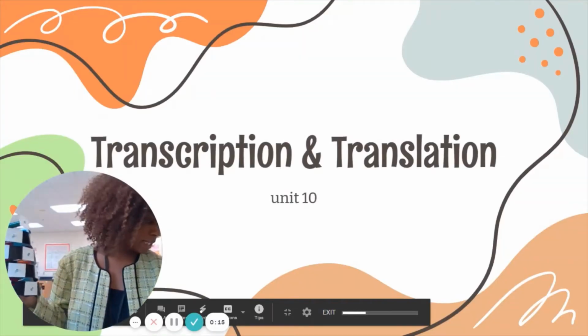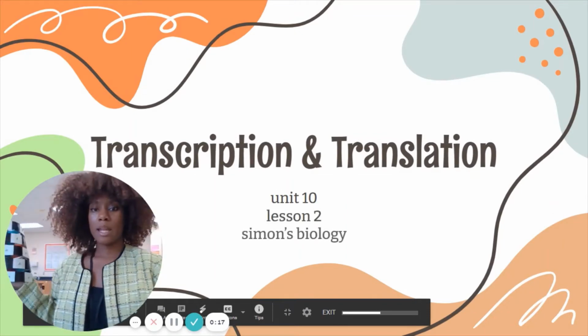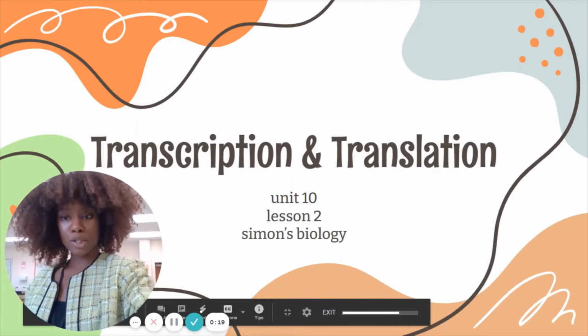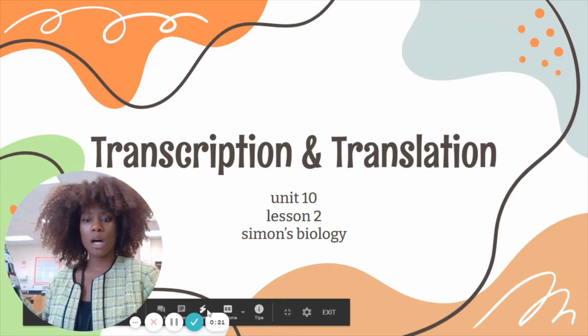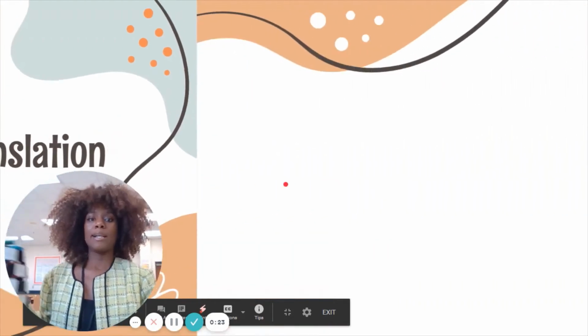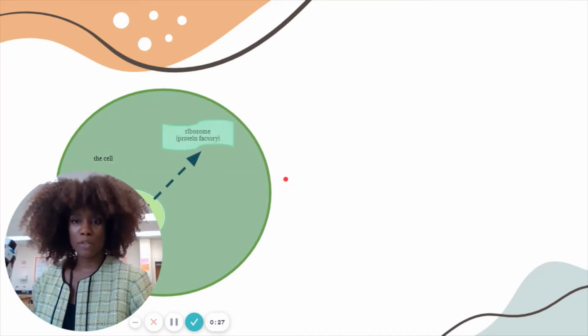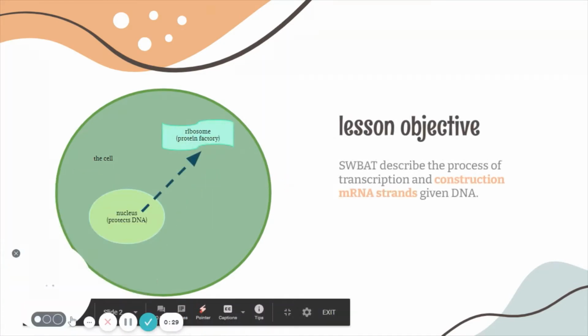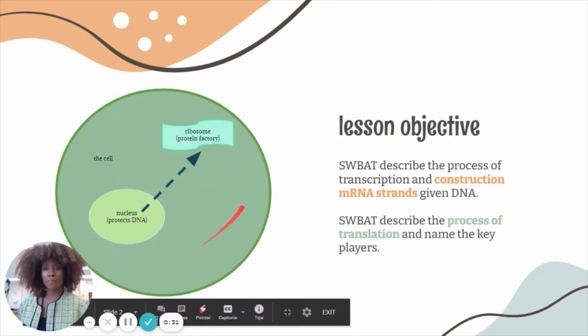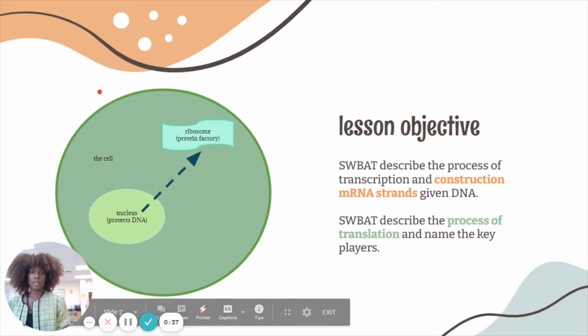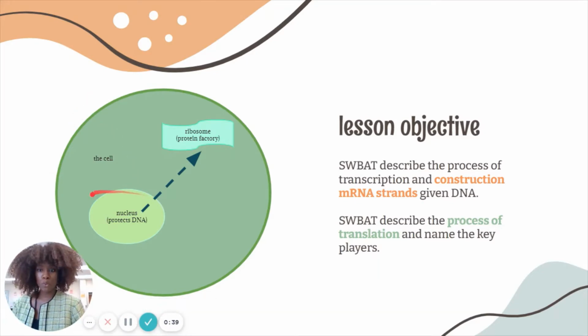Transcription and translation. This is the second lesson in Unit 10, which is protein synthesis, aka central dogma. Let's get into it. So our lesson objective, let me make myself a little bit smaller to show you this graphic that I made. So this is the cell. Inside of the cell, we have multiple organelles, but today we're just focusing on two main ones. We're focusing on the nucleus.